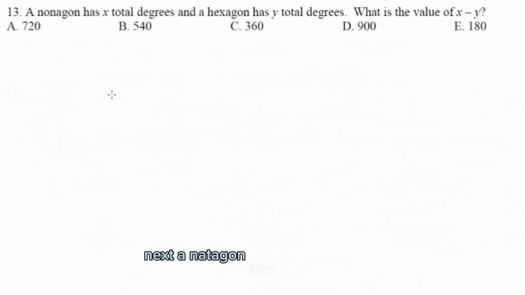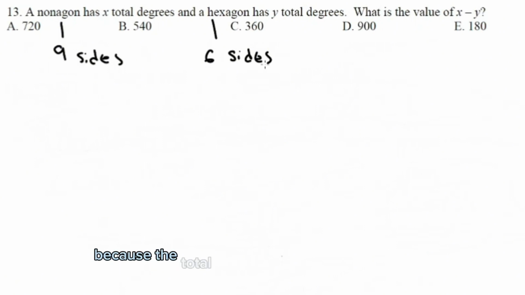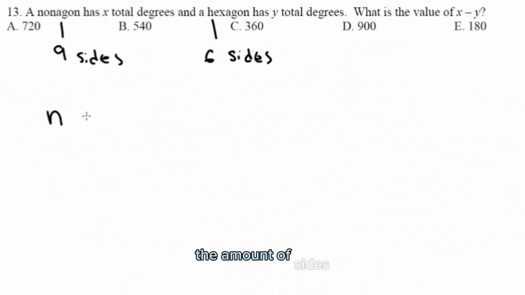Next, a nonagon has x total degrees, and a hexagon has y total degrees. What is the value of x minus y? Alright, first, a nonagon, that has 9 sides, and a hexagon has 6 sides. This is important because the total amount of degrees in a polygon, the formula for that is n, the amount of sides, minus 2 times 180.